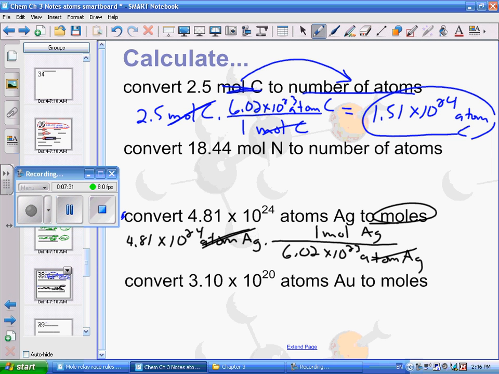In this case, you're going to divide. So 4.81 times 10 to the 24th divided by 6.02 times 10 to the 23rd, and I get 7.99. That's the answer: moles of silver. Okay? Next.